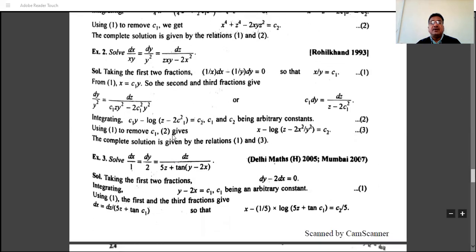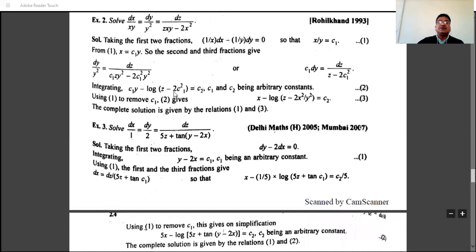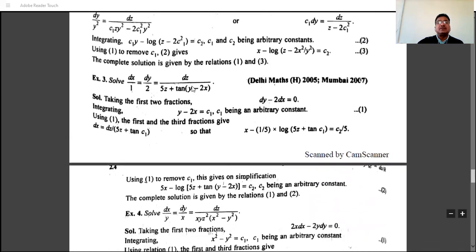And so 1 and 2 give the solution. After the last step, resubstitute c1 as x by y. So we have log z minus 2c1 square, that is x square by y square, is equal to c2. This is the second. And so 1 and 2, if you know this is second and this is third, then 1 and 3 give the general solution or complete solution of the given differential equation.